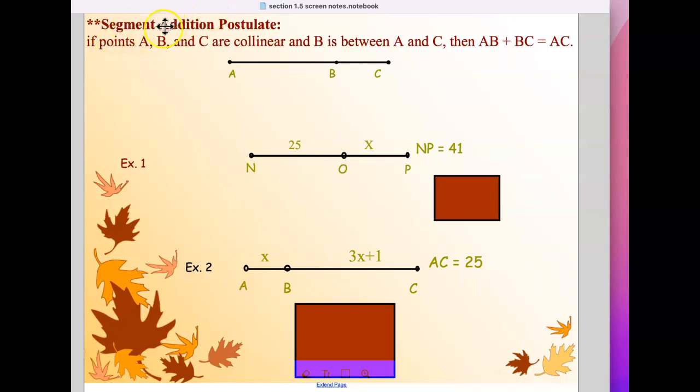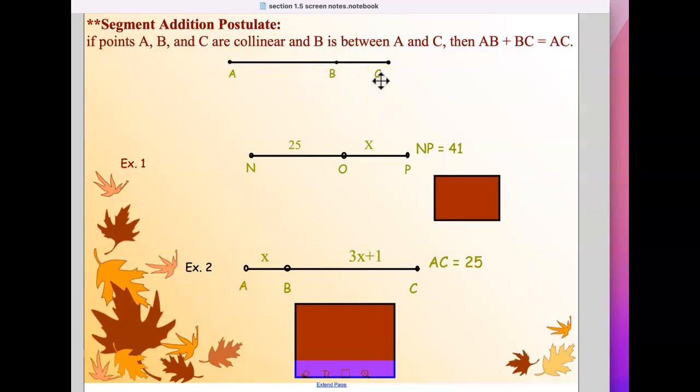What this one says, segment addition says, if you have 3 points on a segment, so A, B, and C, it says that if you add one smaller segment, in this case AB, to the other smaller segment, in this case BC, that's got to be equal to the total segment, which is AC. So you'll hear me say, the distance from A to B plus the distance from B to C has to equal the distance from A to C.